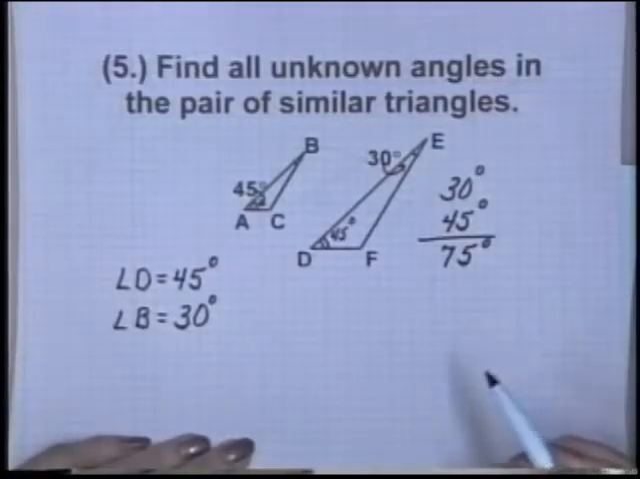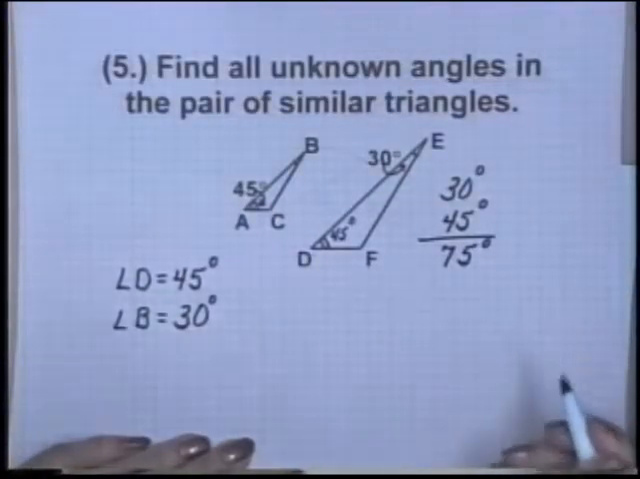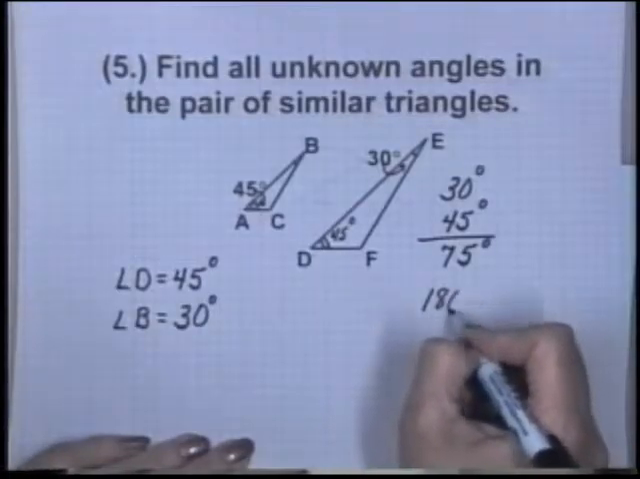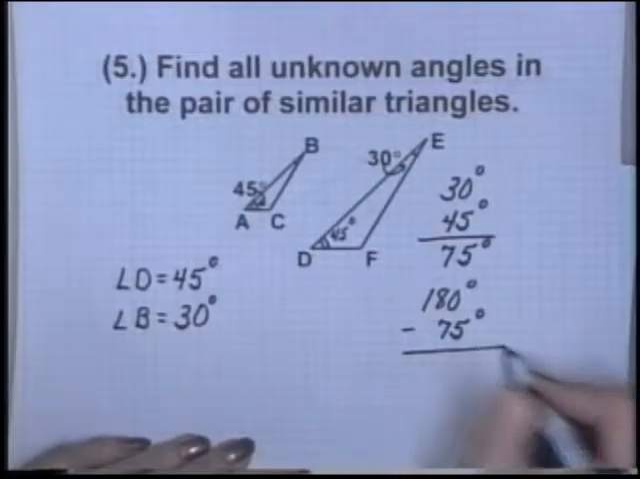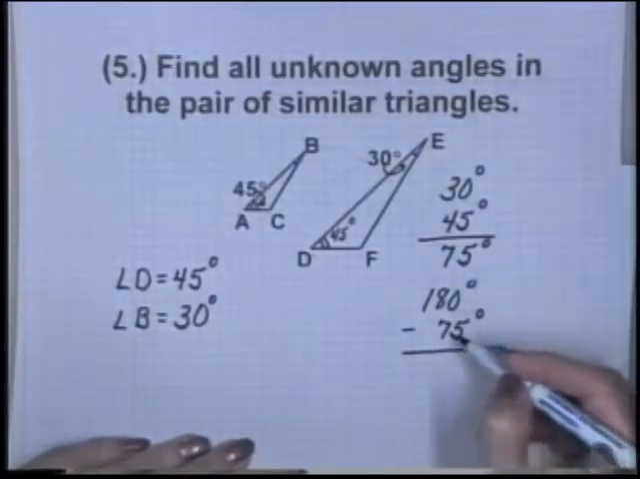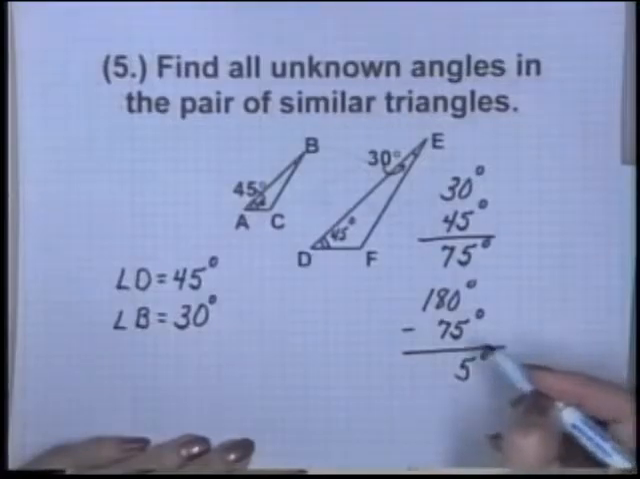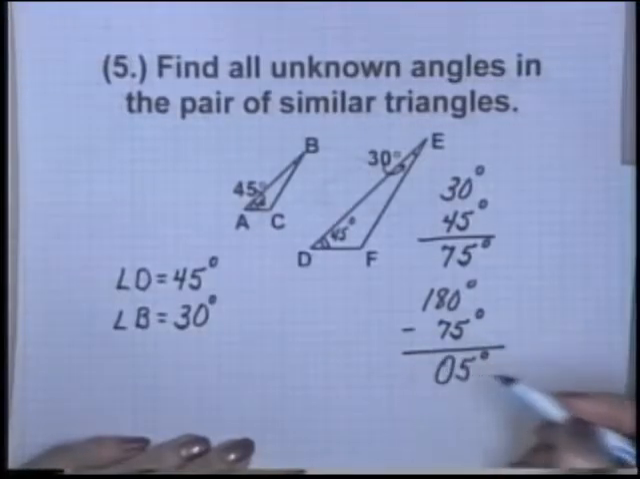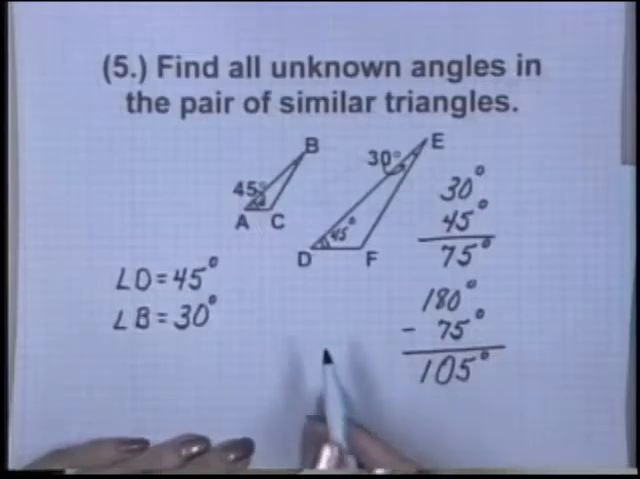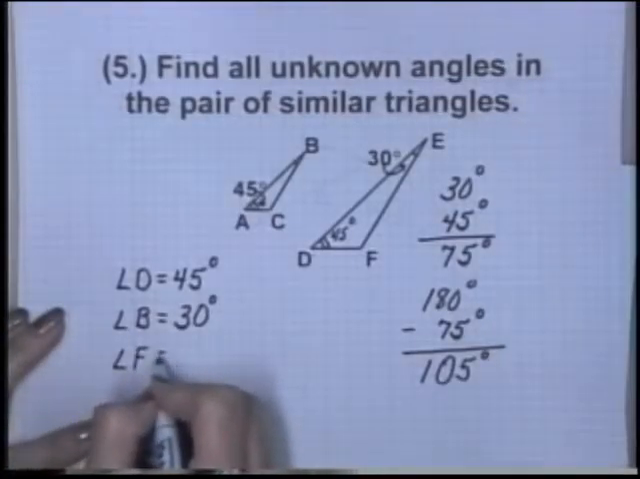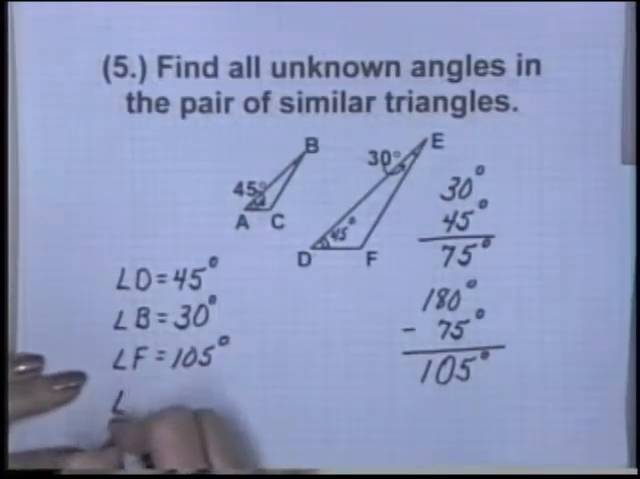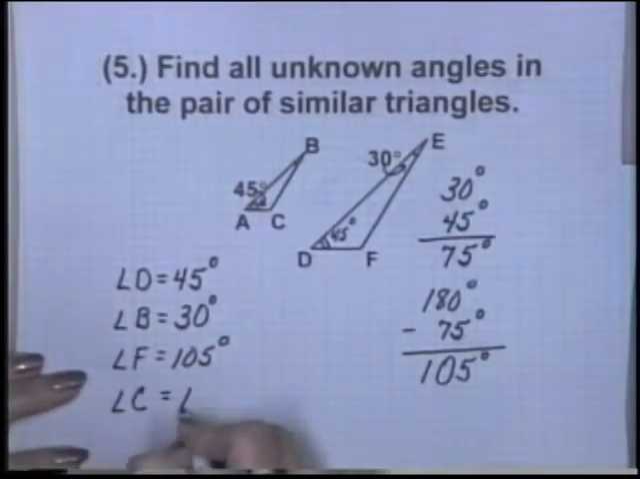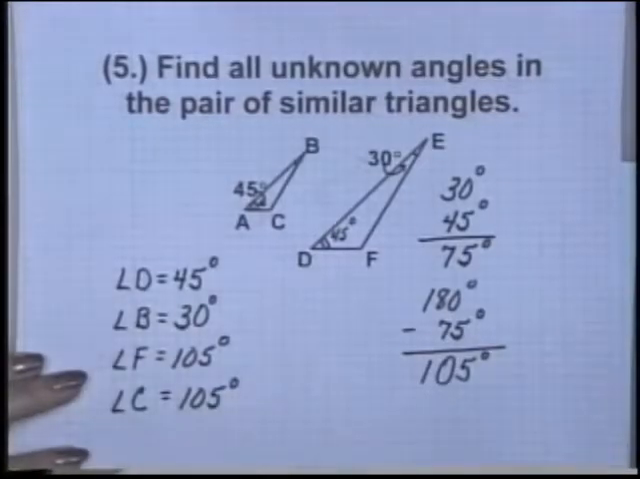And then since I know the sum of the three angles in a triangle is 180 degrees, I will subtract the 75 degrees from 180 degrees. 5 from 10 gives me 5. 7 from 7 gives me 0. And then I'll have a 1. So angle F equals 105 degrees, and its corresponding angle, angle C, would also equal 105 degrees.